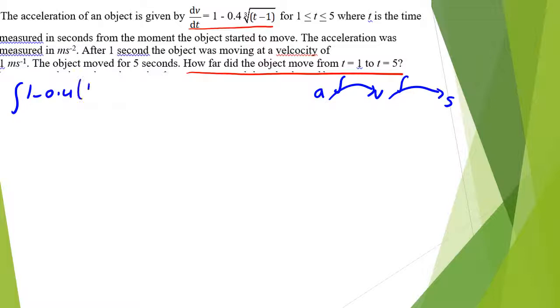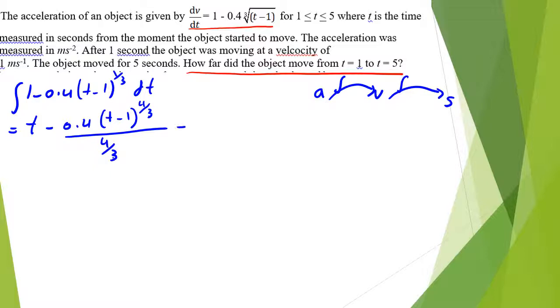I would rewrite that as 1 to the power of 3 dt. Now integrating this, I've got t minus 0.4 t minus 1, and adding 1 will be 4 over 3 divided by the new power 4 over 3 plus c. Simplifying this, you will end up with t minus 0.3 t minus 1 plus c. Now you need to find the value of c before you integrate further.